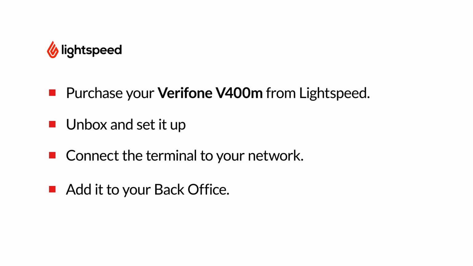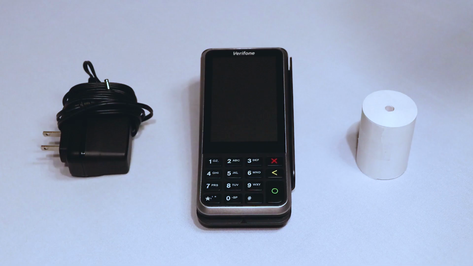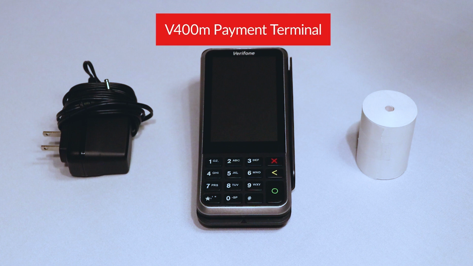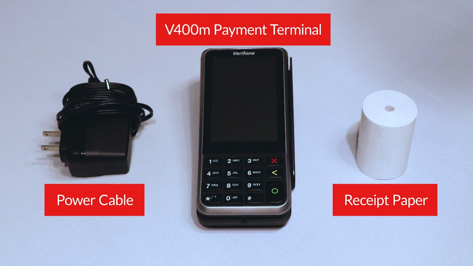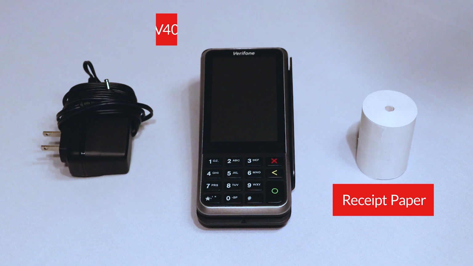If you need more detailed troubleshooting or setup instructions, visit the link in the description for the V400m article on our Help Center. Before we get started, make sure you have everything you need. In the box, you should find your V400m payment terminal, the terminal power cable, and a roll of receipt paper. By default, the V400m is configured for a Wi-Fi connection. To inquire about adding standalone mode on Wi-Fi or 4G to your account, please reach out to your account manager or one of our dedicated sales representatives.